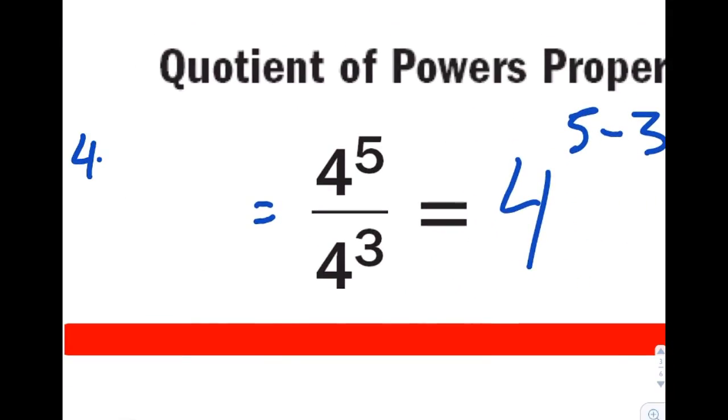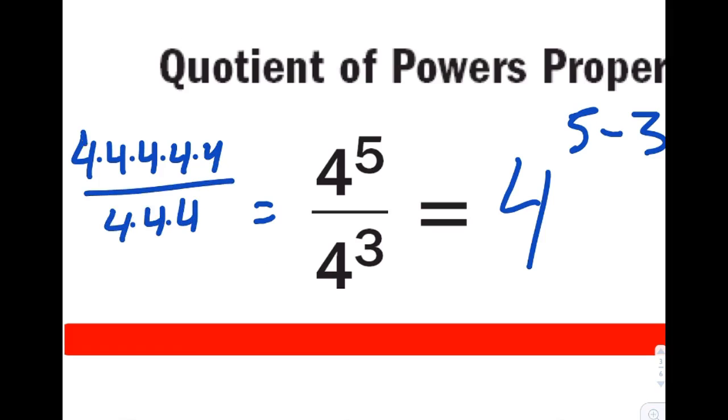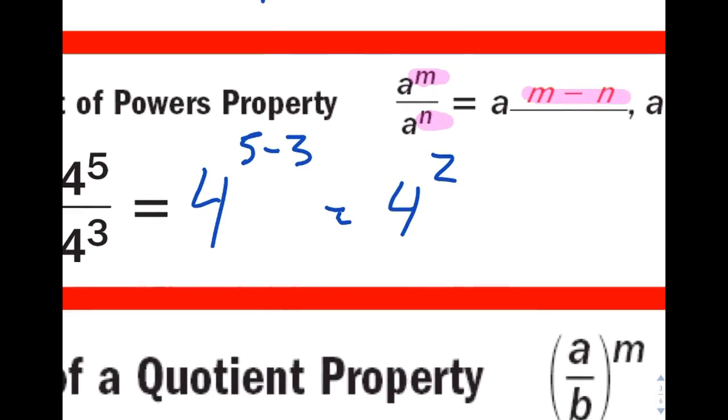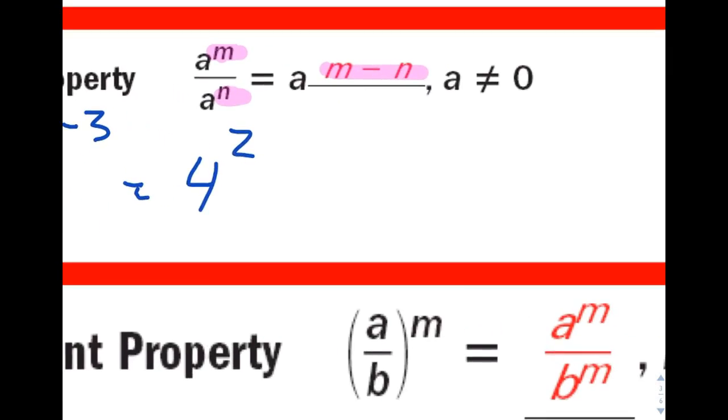We're going to divide out. This is 4 times 4 times 4, 5 times. In the denominator, we've got 4s, 3 of them. They're going to cancel out, leaving you with just 4 to the second in the numerator. And it's faster just sometimes to subtract them rather than writing them all out. And you can have negative numbers. So I'll give you another example of that.